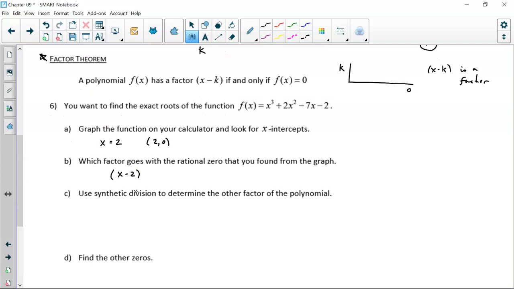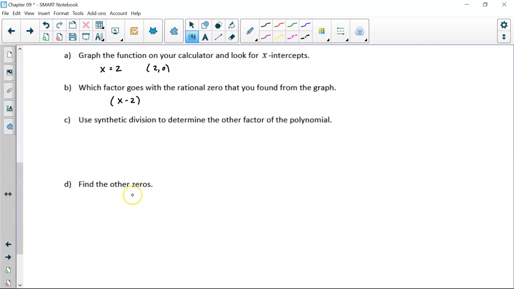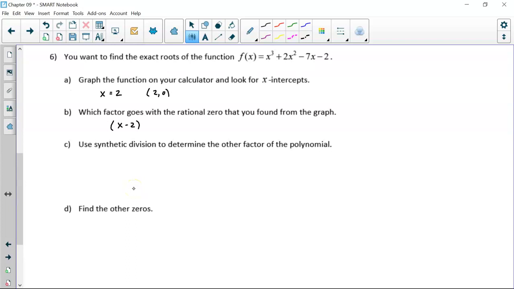Now, we can use synthetic division to determine the other factor. To do that, x equals 2, so 2 goes on the outside, and on the inside go our coefficients: 1 for x cubed, 2 for x squared, negative 7 for x, and negative 2 for our constant. So bring down the 1. 2 times 1 is 2. When we add, we get a 4. 2 times 4 is 8. When you add, you get a 1. 2 times 1 is 2. So when we add, you get a 0. That's our factor theorem. The remainder is 0, so x minus 2 was our factor.